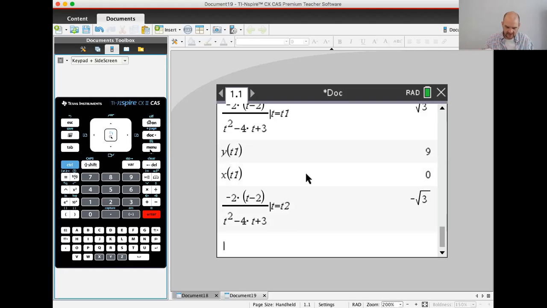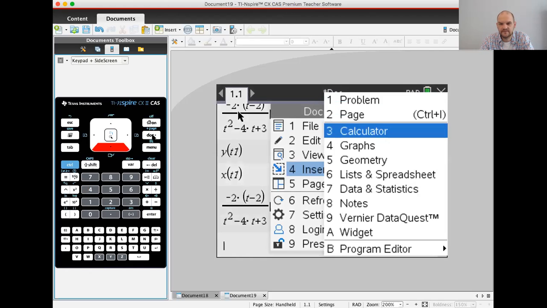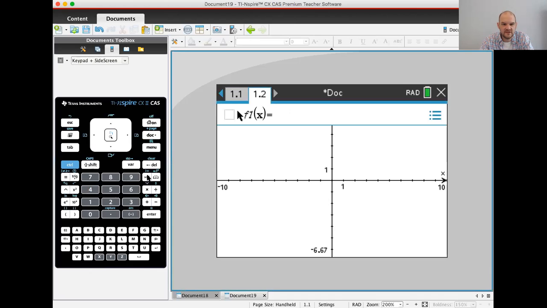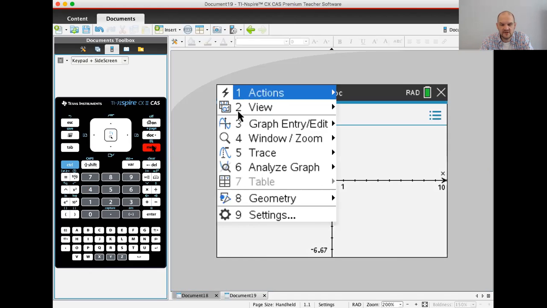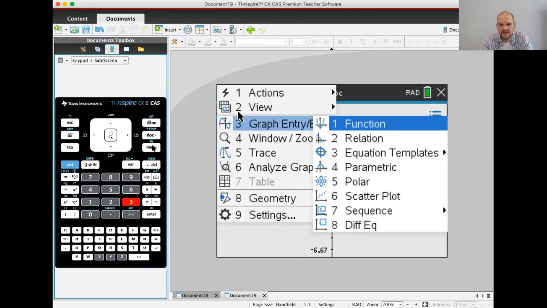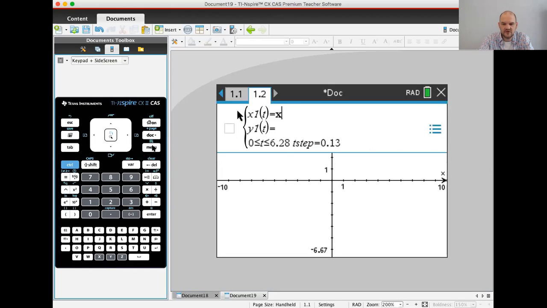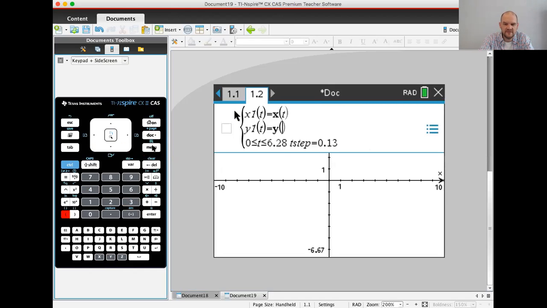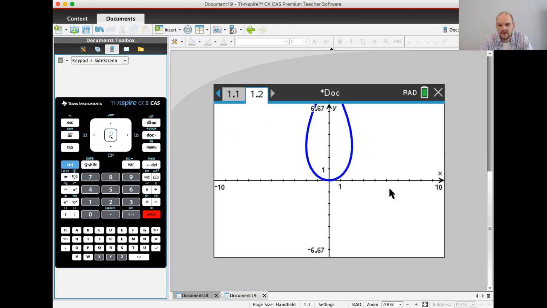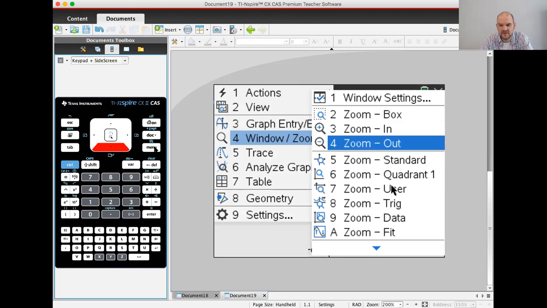All right, let's see what this looks like. I'm going to add a graph page, and then switch to parametric. So menu 3 and then option 4. I'm just going to graph x of t and y of t. I don't know what makes sense for t. Let's go negative 10 to 10. Let's see a bunch of this if we can. And let me zoom out because I'm not really seeing anything interesting. Zoom out.